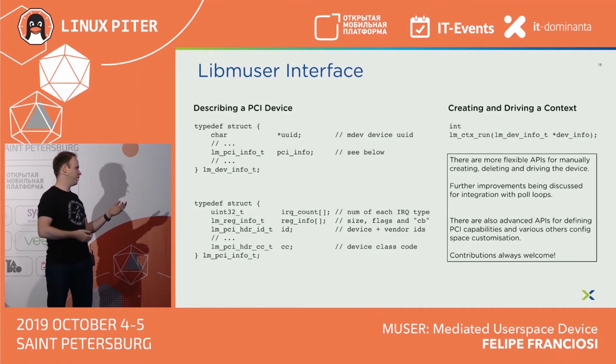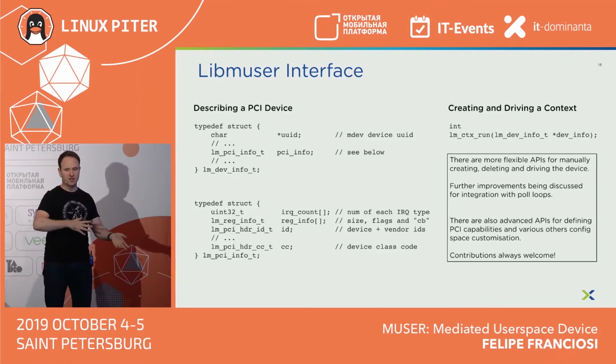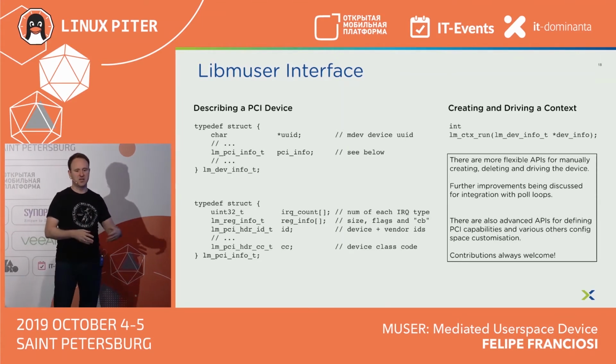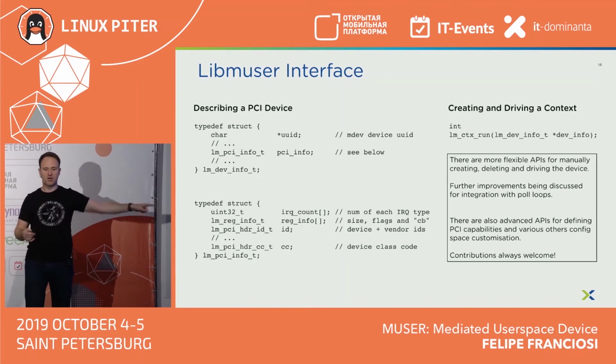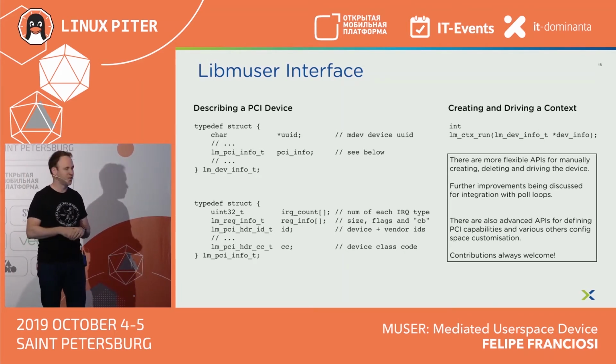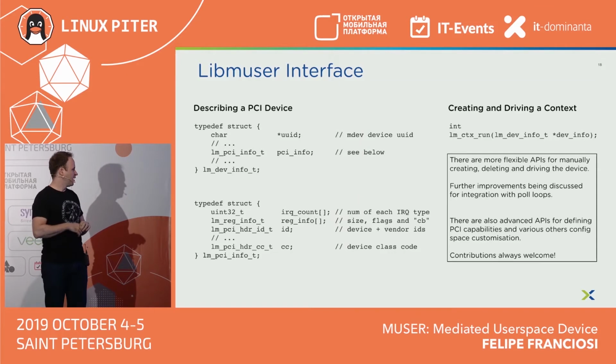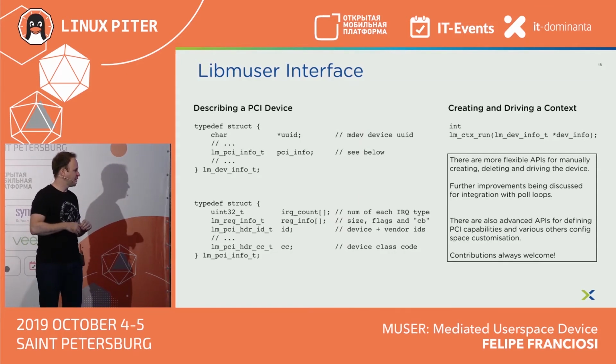And you want to tell what's the size of the region, whether it has read or map semantics, and a function callback. So the idea is when some user accesses that region, that callback gets called, so you can respond to the read or write access. The IDs part and the class code, right?